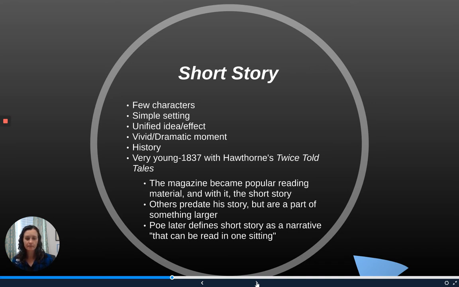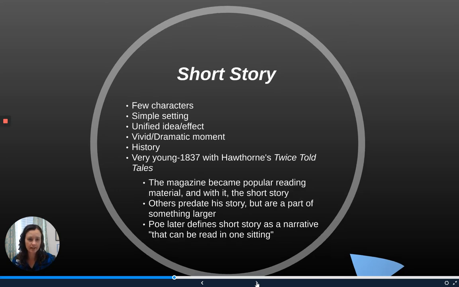And then Poe comes along shortly after Hawthorne and starts writing about what it is that makes a short story, and writes some analysis of American literature. Poe defines the short story for us as a narrative that can be read in one sitting. He was a literary critic as well as a writer, and so he gives us that definition. So, short story, still very popular today.